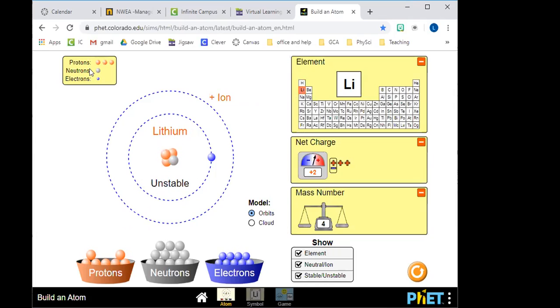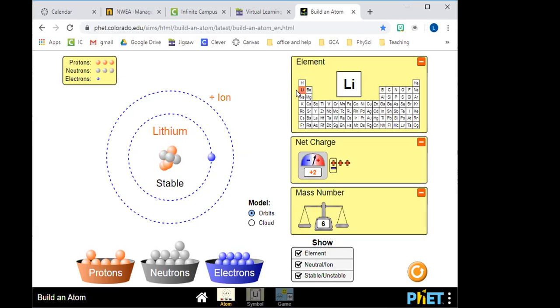What can we add to stabilize this? The protons need to be balanced out by neutrons to stabilize it. The neutrons are like nuclear glue, and they hold the protons together, keep them balanced and together there.